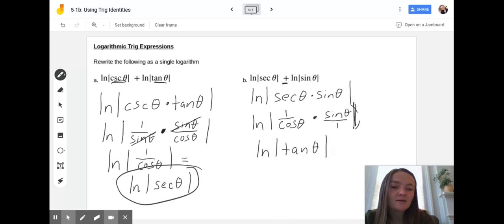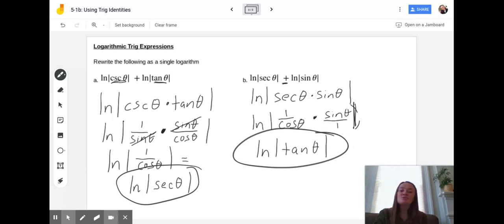So this is how I can use properties of logarithms to further simplify expressions that have trig functions and log functions in them at the same time. That's pretty much it for the lesson today.